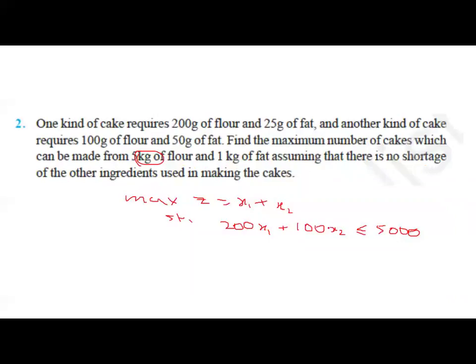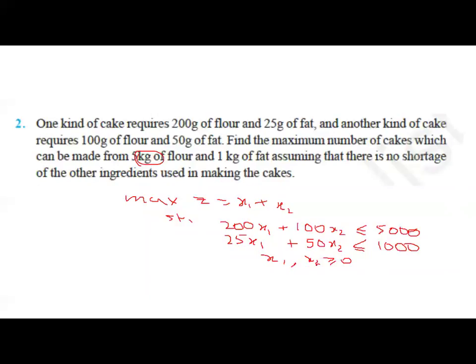So here, that was the flour constraint. Let's look at the fat constraint. 25x1 is the amount of fat required for type 1 cakes. 50x2 is the amount of fat required for type 2 cakes. And what is the total fat available? 1 kg, which is 1,000 grams. And of course, x1 and x2 should be non-negative. We can't make negative cakes.